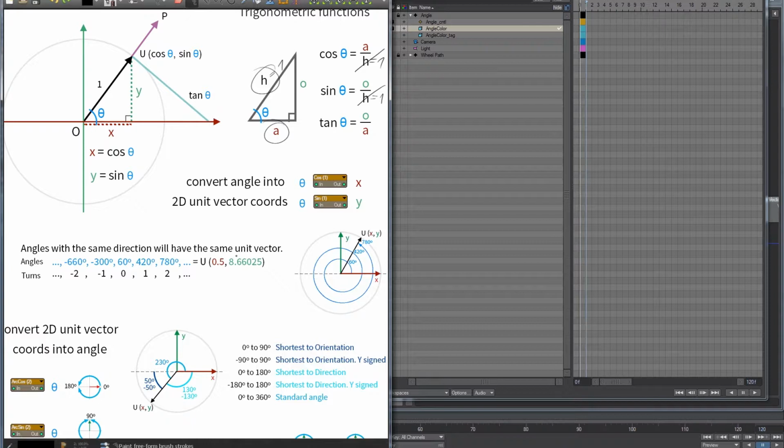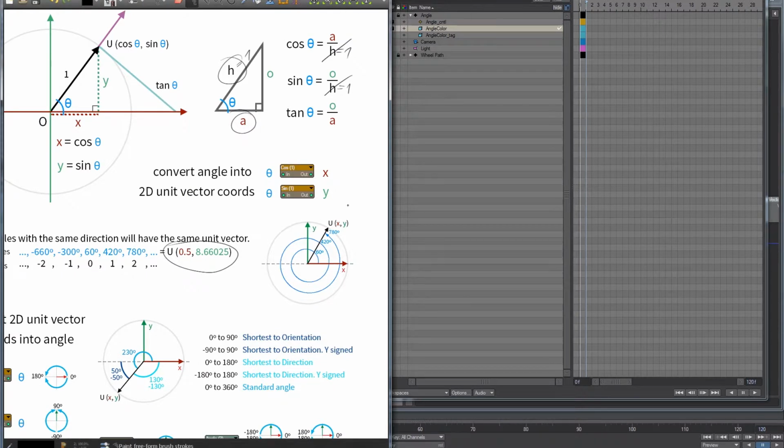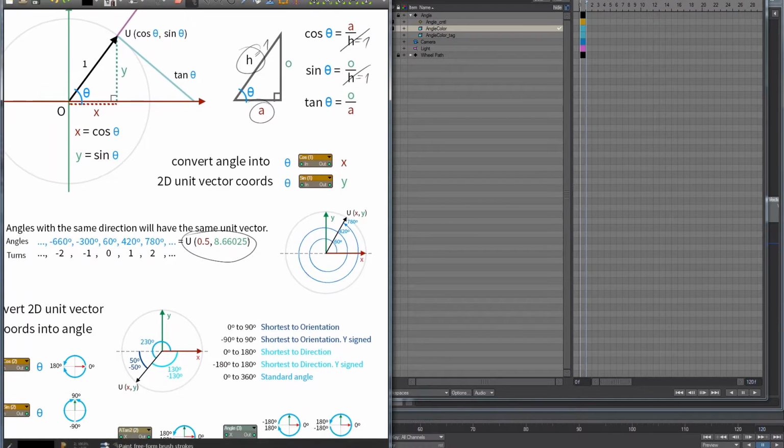The thing is that with rotations, you can have rotations that have different turns. So for example, here I have minus 660, 300, 60 degrees, 420, 780, etc. They all have the same direction. But the thing is, they have different turns. So there's different rotation data involved here, but they will all have the same unit vector. Just because they have the same direction, there's nothing here that makes a distinction between the turns that they had. So there's something that is lost in this process.